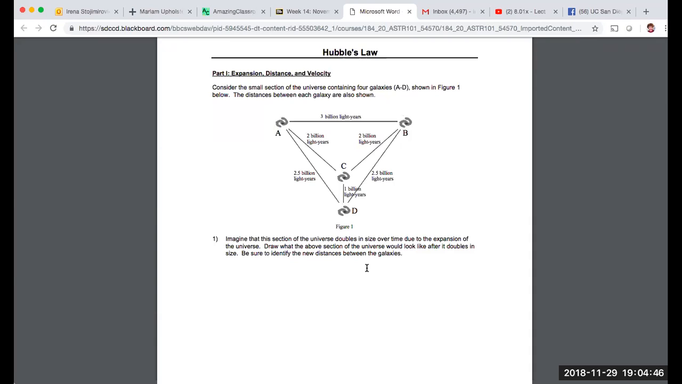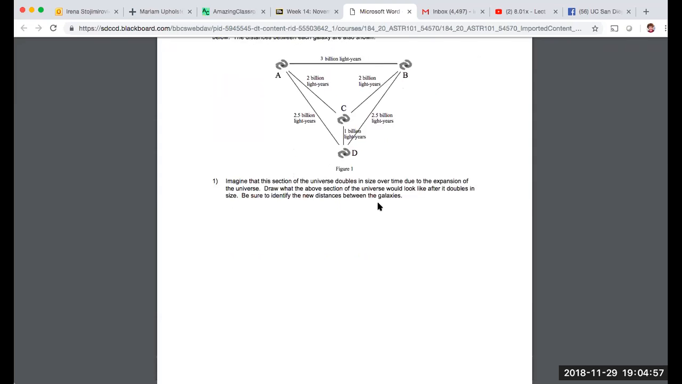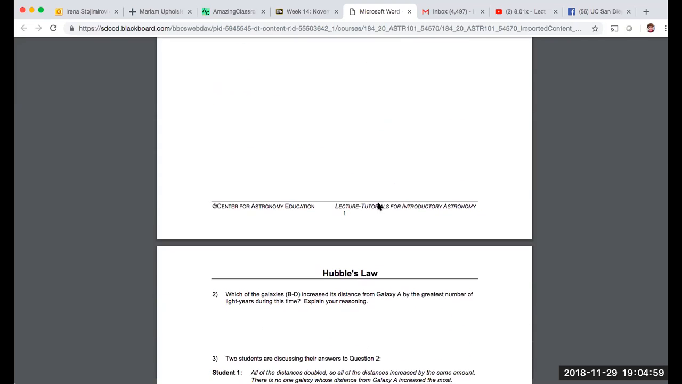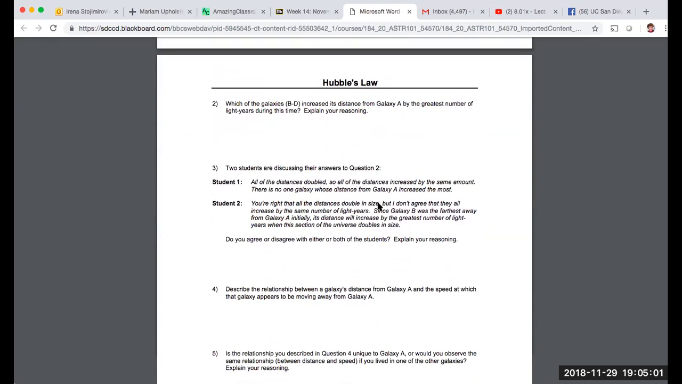Just each of the lengths would double in size. So for example, 3 would become 6, and 2 would become 4. Okay, fine. Good. So you just redraw that, basically make it bigger. Okay, then let's answer the questions.